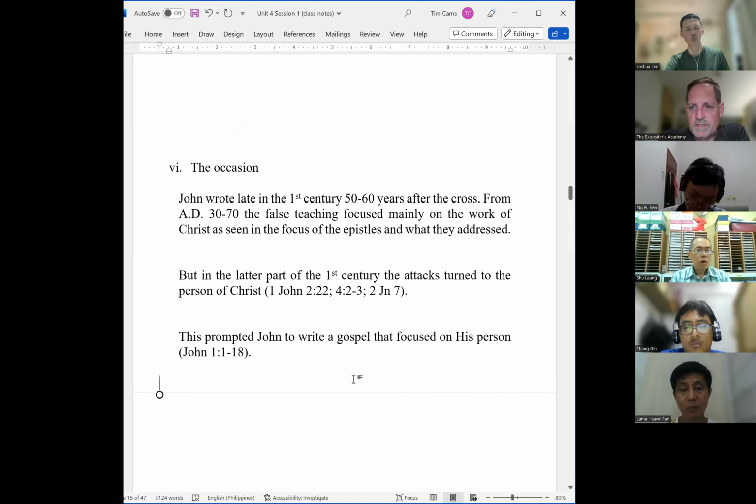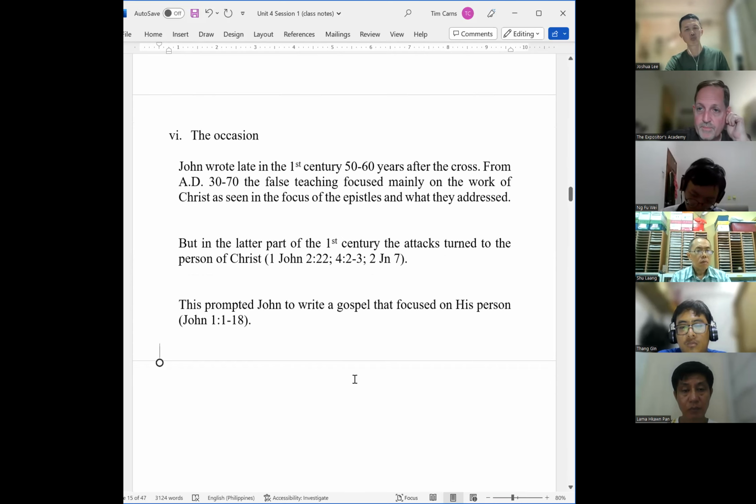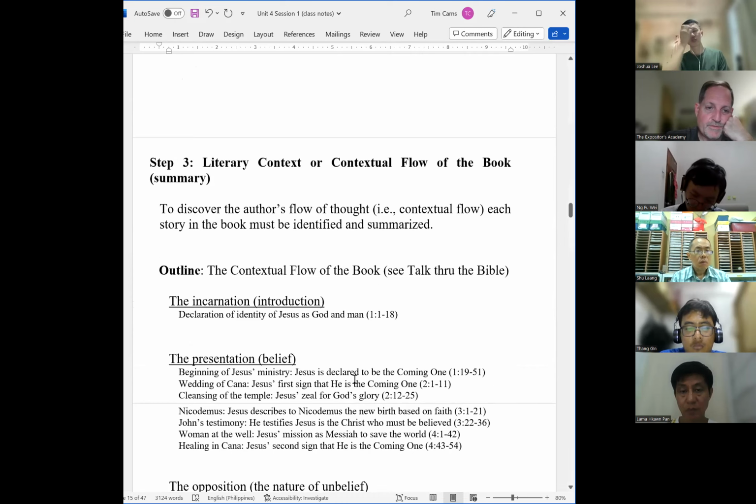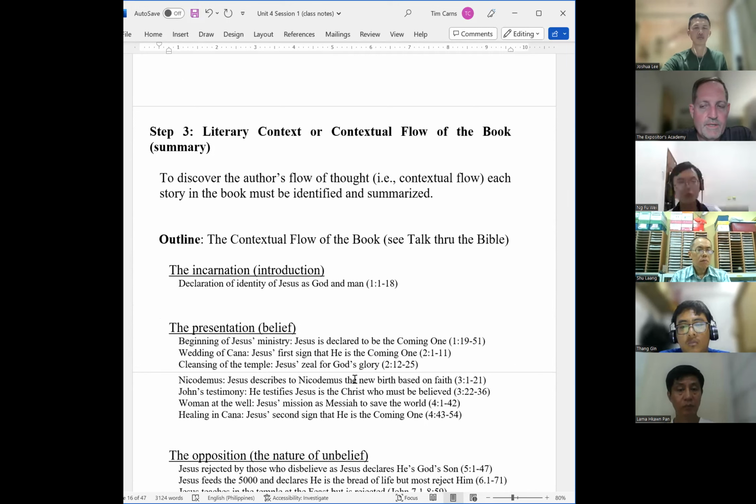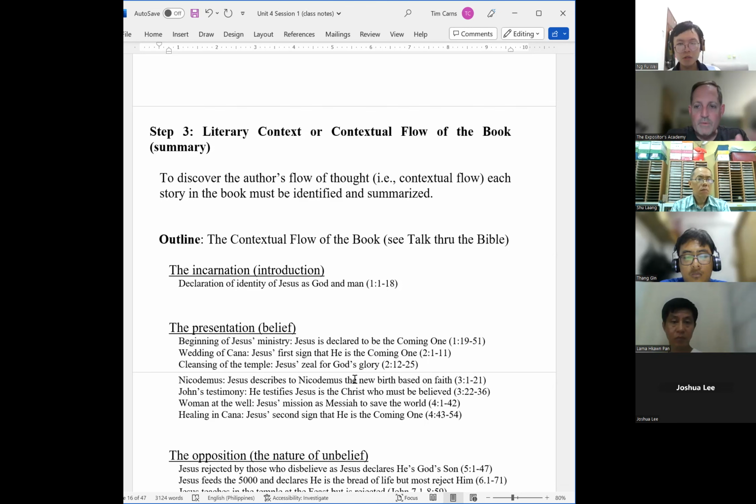Okay, so those are the things, from the Gospel of John, looking at the background of the book. And then finally, the third step is to understand the literary context, or contextual flow, of the book. That is, what is the author's flow of thought? What are each of the stories in the book? How do those stories connect together? There is a flow there. He doesn't just choose stories at random, but chooses particular stories that generally follow the chronology, but not always. And those stories are selected in order to build his case for who the person of Christ is.